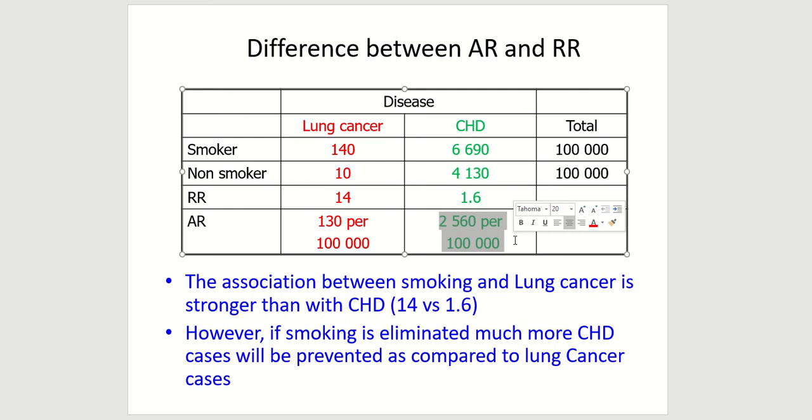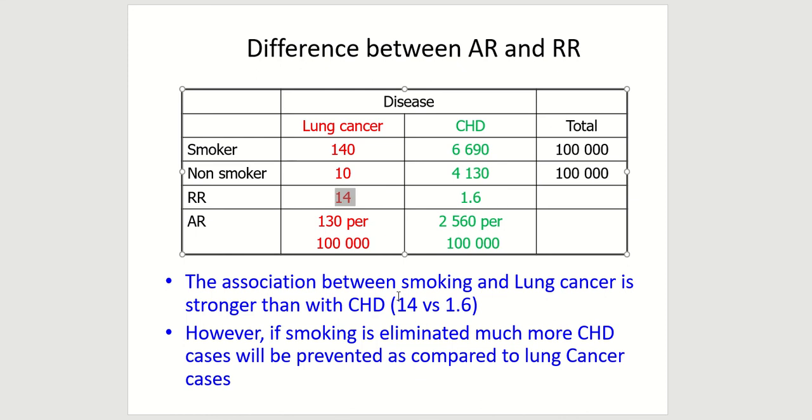And the reason I'm doing that is because I want to show you this. Look at the relative risk between the two. The relative risk for smoking for an outcome such as lung cancer is 14, whereas for CHD it is 1.6. That means smoking increases the risk of lung cancer 14 times. However, it increases the risk of CHD 1.6 times. So when you look at that, you say, oh, okay, smoking has a much stronger association with lung cancer than heart disease. At this level, you're right.